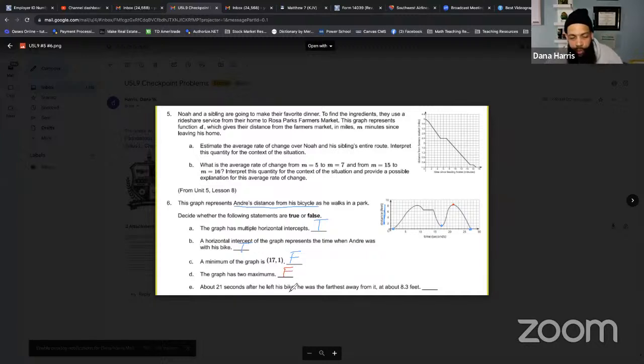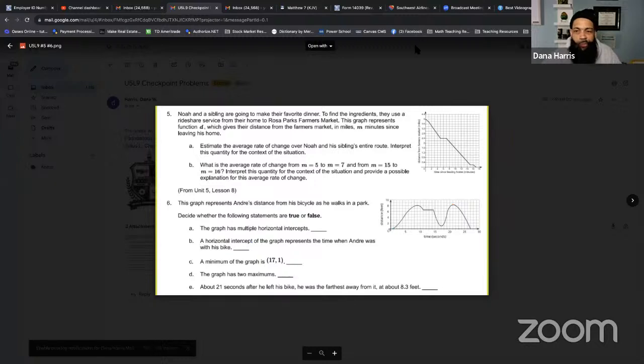And then it says about 21 seconds after he left his bike, he was the farthest away from it at about 8.3 feet. And that is correct. That's this point that we put right here. So this is going to be true. Be very, very careful with those maximums and minimums. You got to really look at the pictures in detail, because you can get tricked if you don't look close.